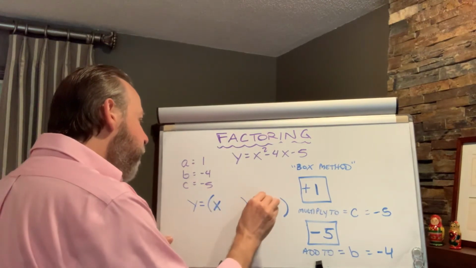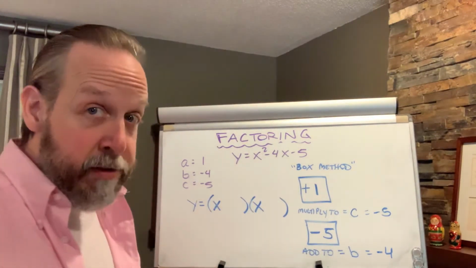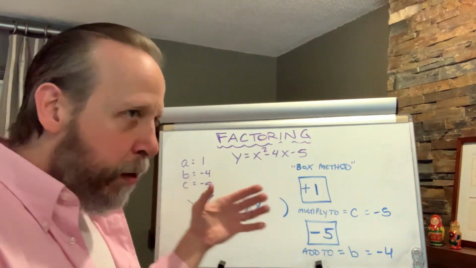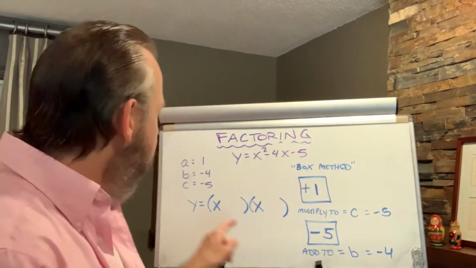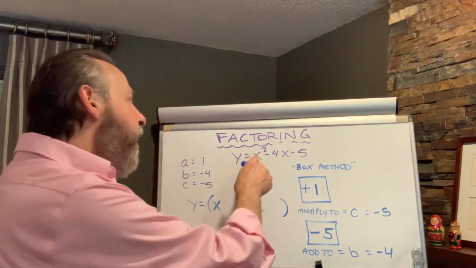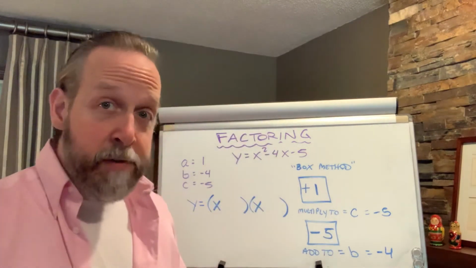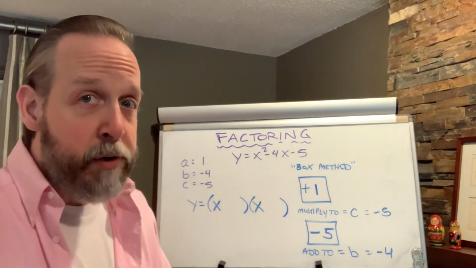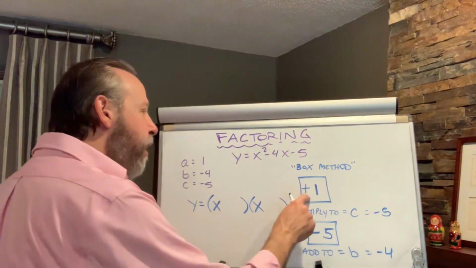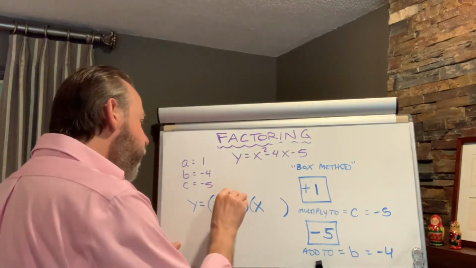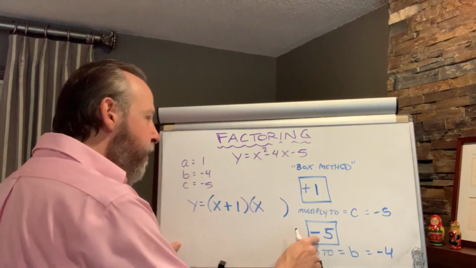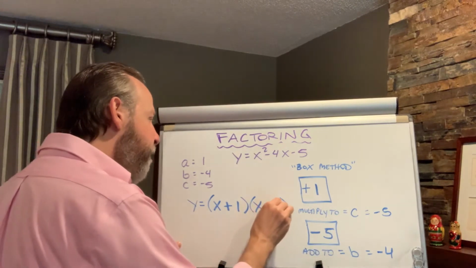How do we know that? Well, of course, every example we've looked at has used them, but also when you would distribute them back through, x times x is x squared, which gave us our first term. So far, so good. This says +1. So I'm going to write +1 over here. This says -5. So I'm going to write -5 over here.